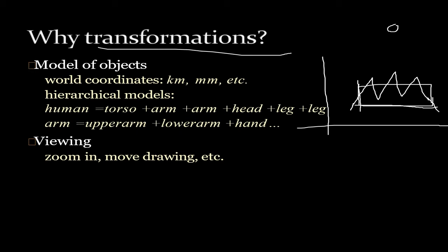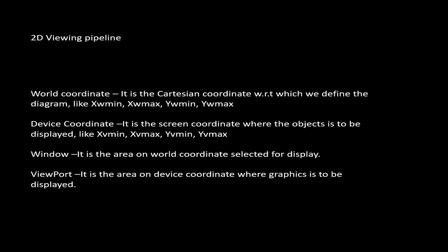Now, what is the 2D viewing pipeline? This topic is based on the syllabus, because we first need to discuss the definitions required before proceeding into the mathematical part of the viewing transformation that we are currently discussing. I've already talked about the world coordinate. The world coordinate is a Cartesian coordinate in which we define the diagram. It is defined using the following: xw min, xw max, yw min, yw max.